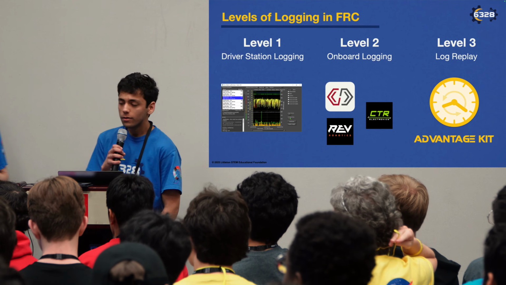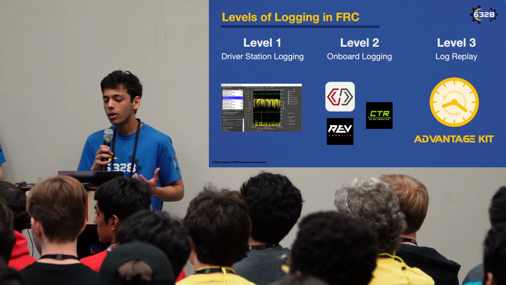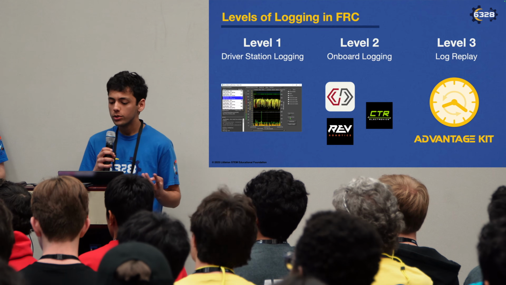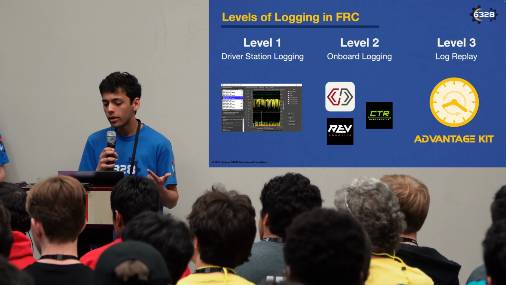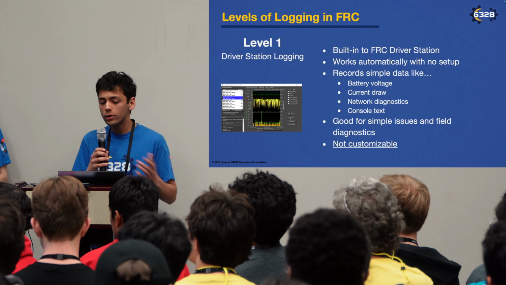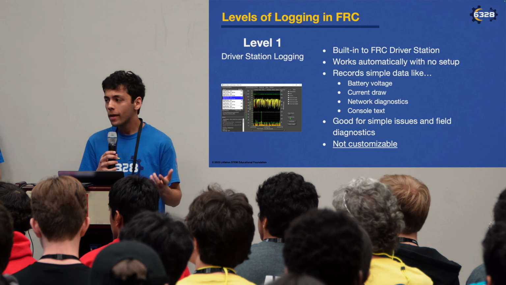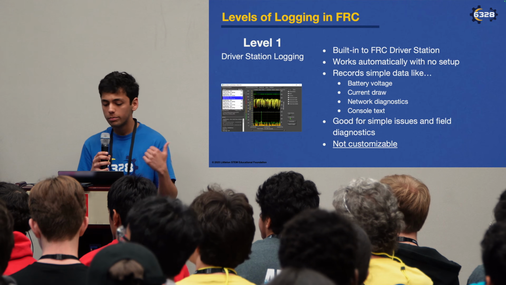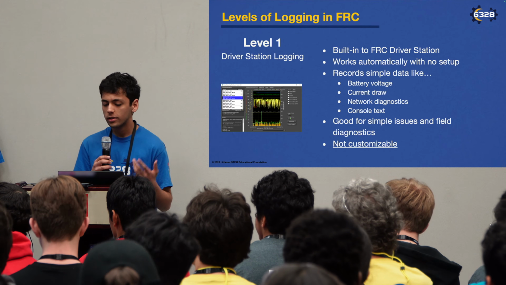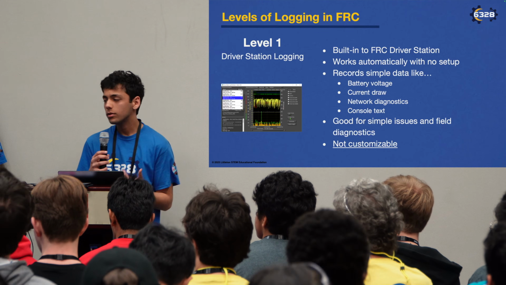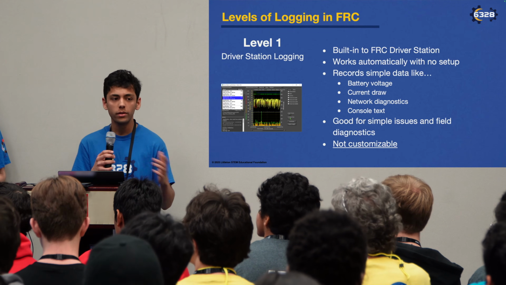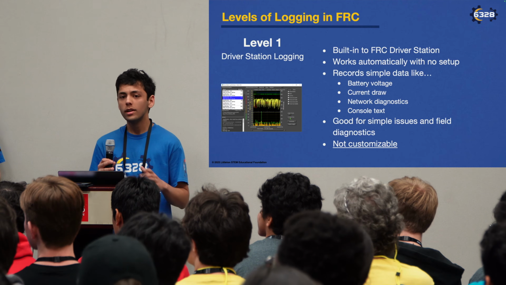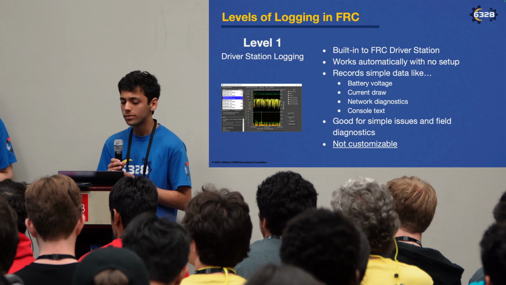Cool. So to get started, first we should talk about what simulation and data logging can actually mean in FRC. The way that we've broken it down is into three categories, which are driver station logging, onboard logging, and log replay. The first one we call level 1 driver station logging. This is just built into the FRC driver station. It's automatically set up for you. And we can record simple stuff such as battery voltage, current draw, network diagnostics, and console text that you may print out in your code. This is good for simple issues and field diagnostics when you're first debugging the robot, just getting it to run. But unfortunately, since it is level 1 and it's all set up for all teams, it's really general and it's not personalized to what your team needs.